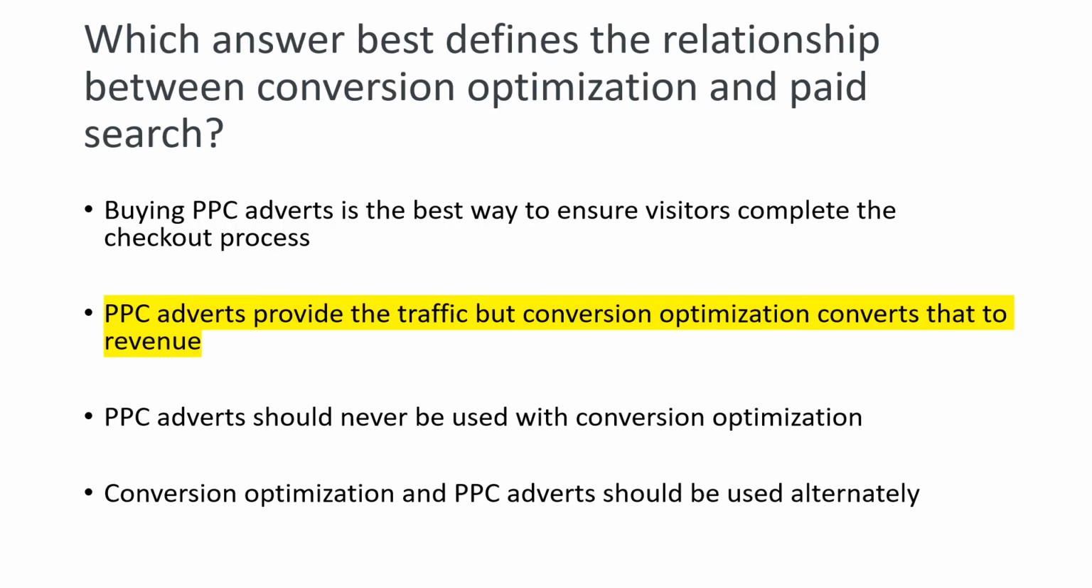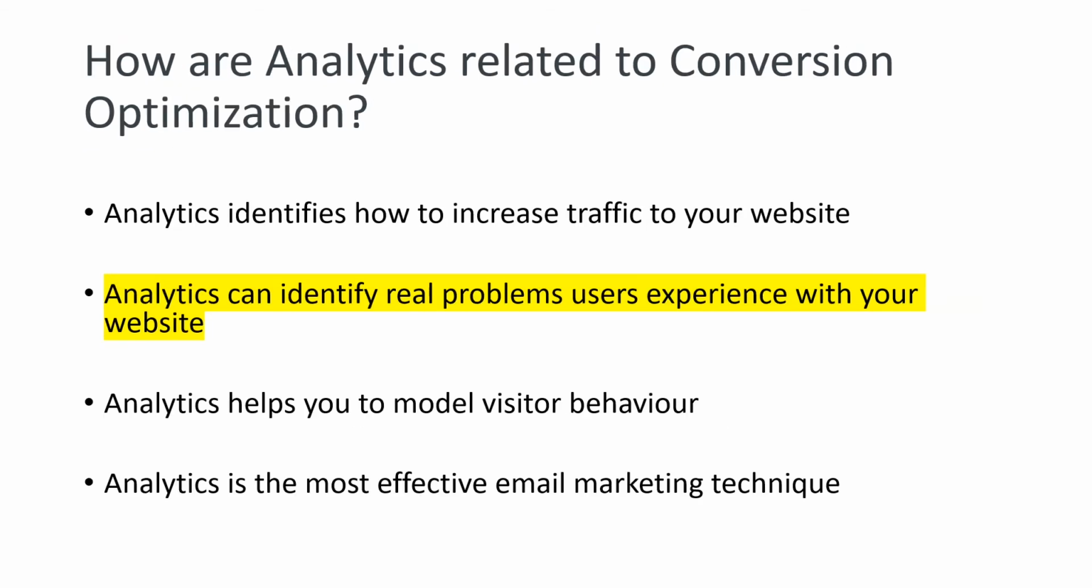270. Which answer best defines the relationship between conversion optimization and paid search? PPC adverts provide the traffic, but conversion optimization converts that to revenue. 271. How are analytics related to conversion optimization? Analytics can identify real problems users experience with your website.